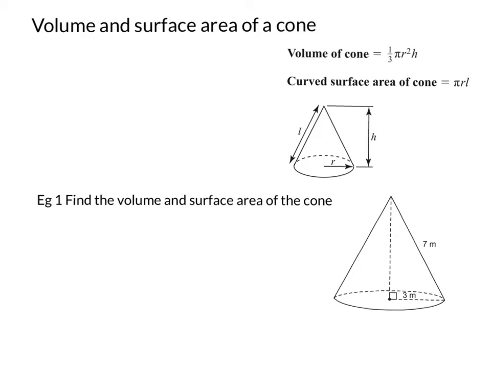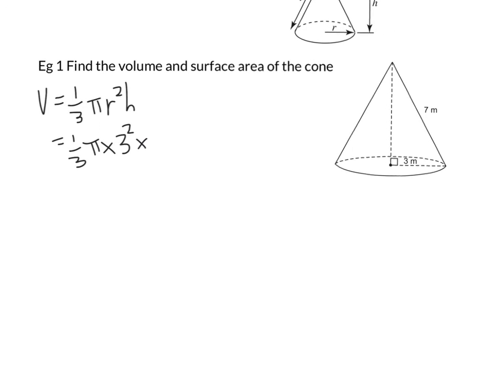So we can just start off with V equals 1/3 pi r squared h. That's 1/3 times pi times the radius, which is 3, squared, multiplied by the height. Don't have the height. So how can I get the height? Well, the height is this line here, and it forms part of a triangle if you look in 2D.